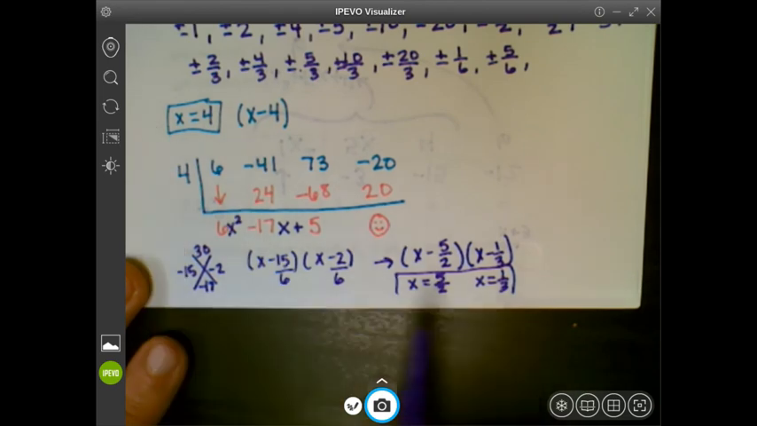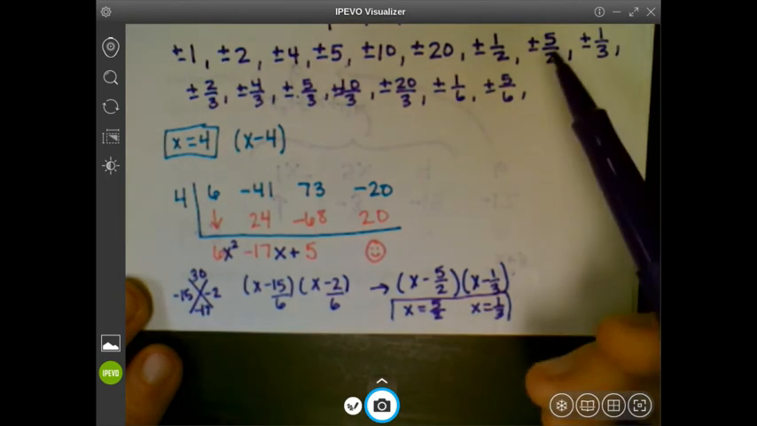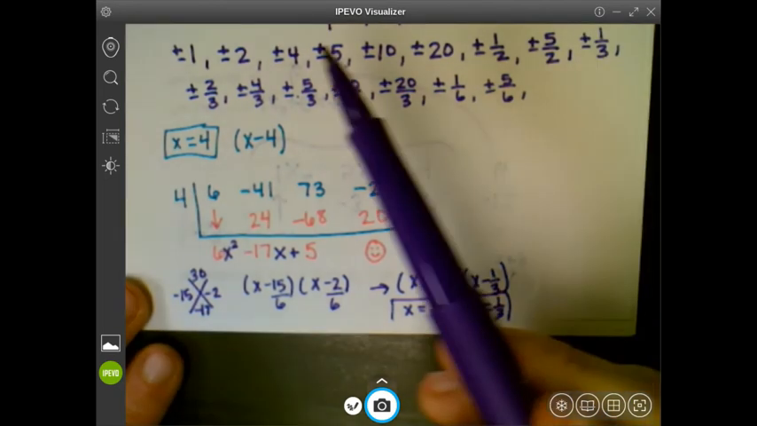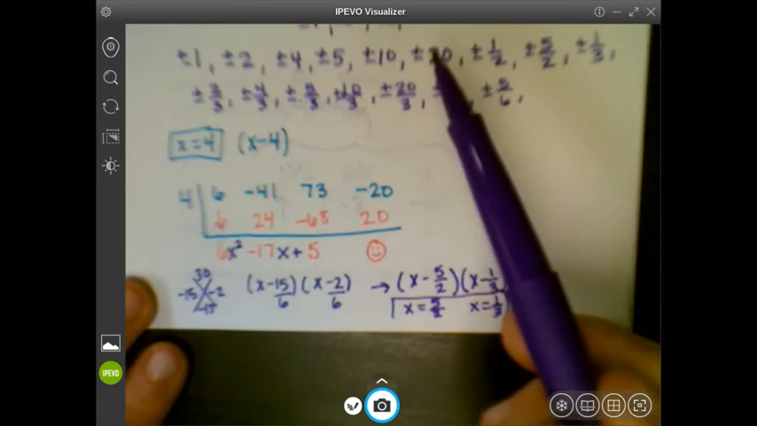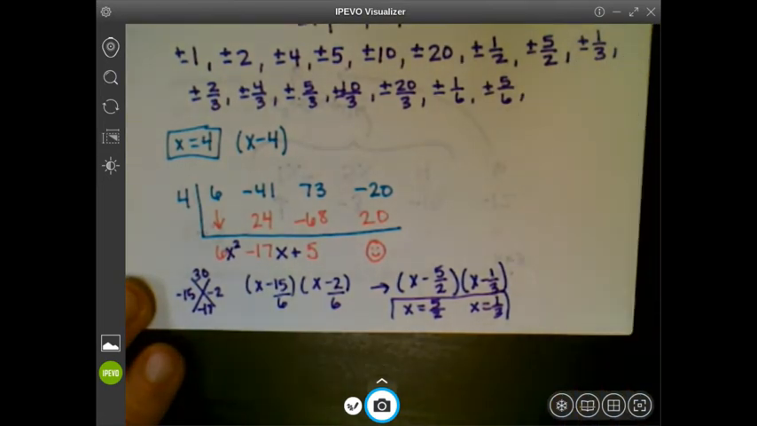All 3. By the way, 5/2 and 1/3 were on this list, weren't they? 5/2 was right here, 1/3 was right here. So if we hadn't found that one and we kept testing, we should have gotten 5/2 and 1/3 to both give us zeros in our calculator as well.